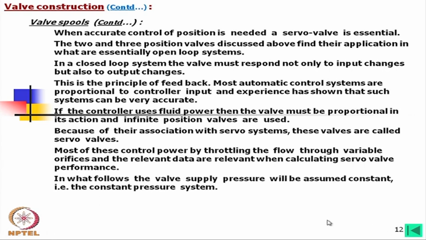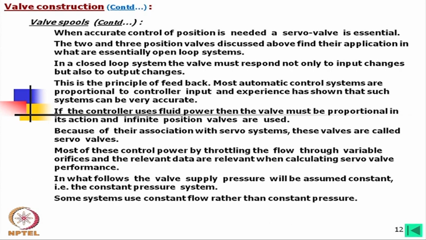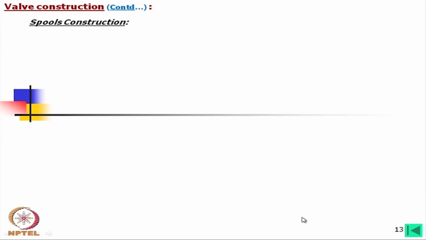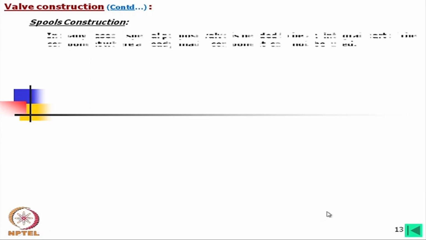In what follows, the valve supply pressure will be assumed constant, the constant pressure system. Some systems use constant flow rather than constant pressure. I would say that either we can follow a constant pressure system where the pressure is controlled to a certain limit, and in other cases we can also go for flow control where flow remains constant for an operating zone. Now, the spool construction, a little bit about how the spool is constructed.